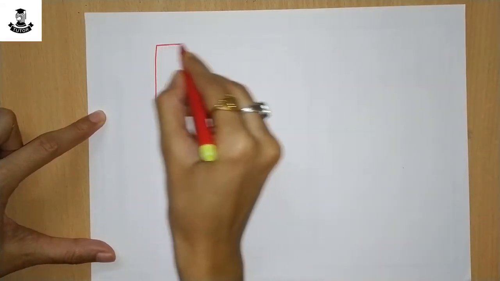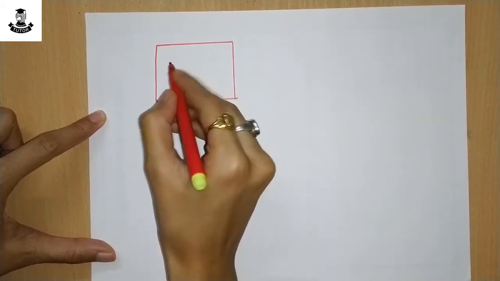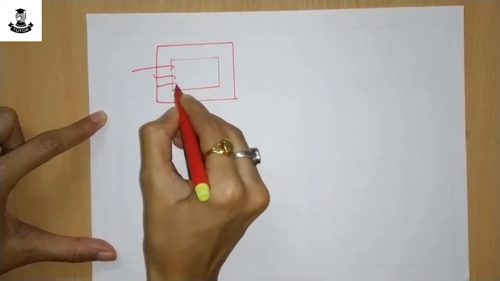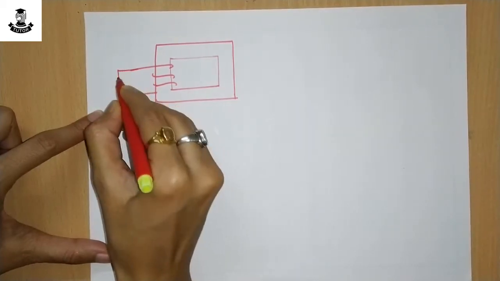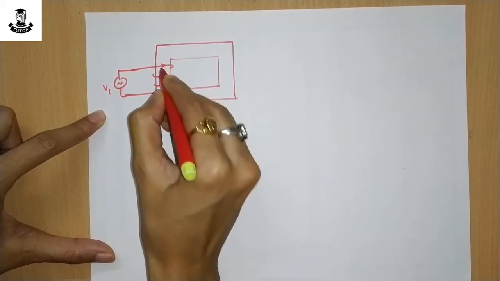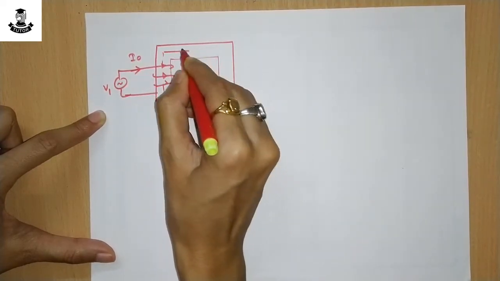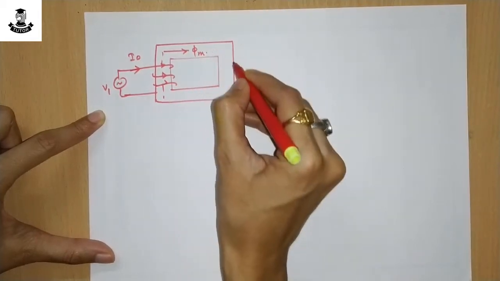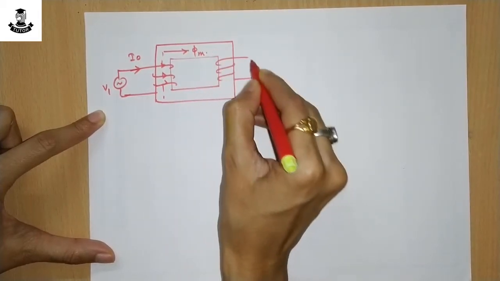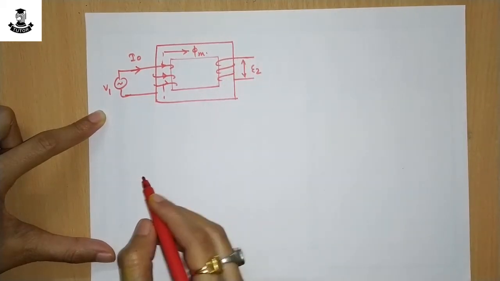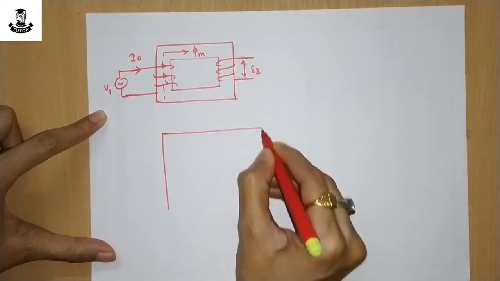Next, let us see the transformer under loaded condition. Under no load condition, the circuit that I drew for you is this. This is the supply voltage V1. The current drawn is the no load current. It will set up a flux called the main flux in the core, and here the secondary side was open. This is under no load condition. Now, when the transformer is loaded, what happens?